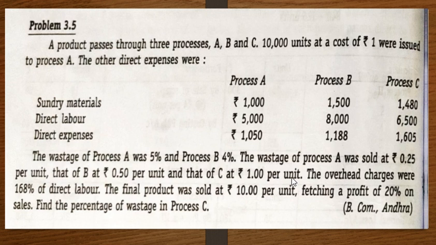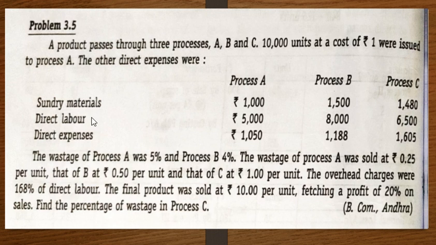Here if you look into the question, they have given the scrap value for the wastage of process C to be sold at rupees 1, but they have not given the percentage of the normal loss. So we are supposed to find out the percentage, or the number of units, which is going under loss in process C in this problem. So let us look into the further line. The overhead charges were 168% of direct labor. So your overhead charges were 168% of direct labor.